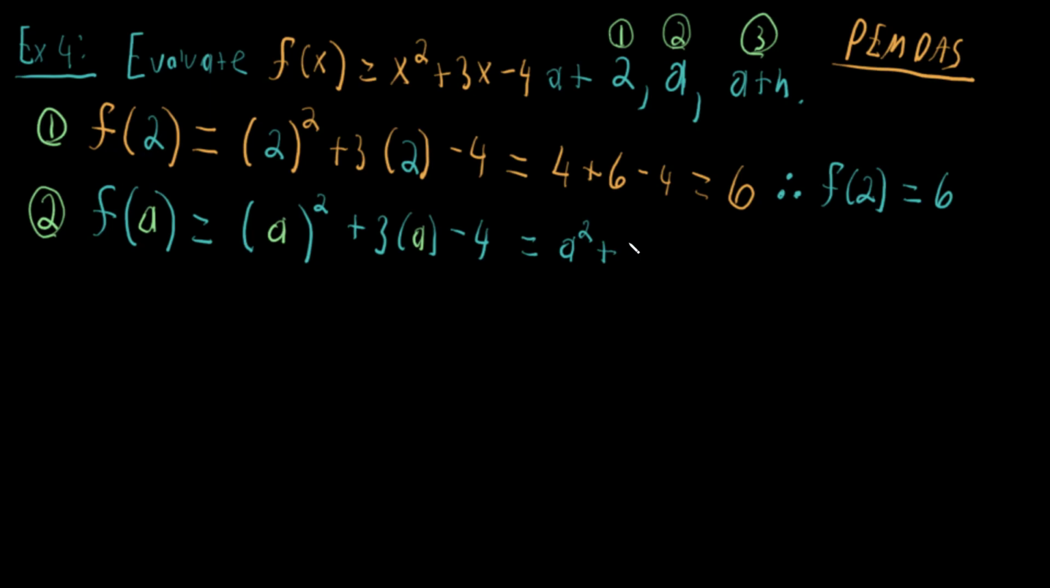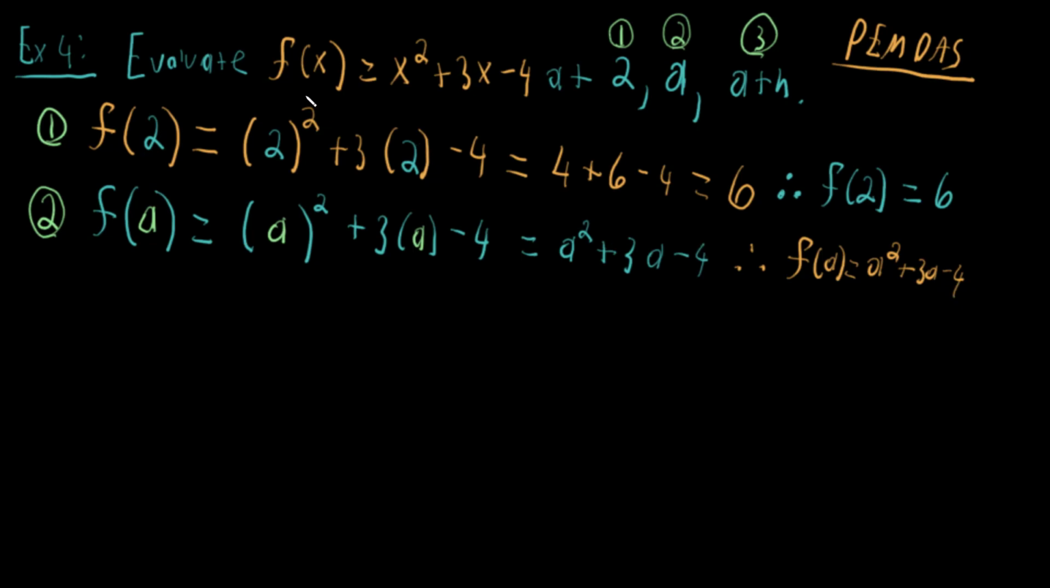Plus 3 times A is just 3 times A minus 4. There are no like terms here anymore. We cannot finish these up anymore. So we just come out here and we say, therefore, f of A is just A squared plus 3A minus 4. All that we did was we just changed the variable.